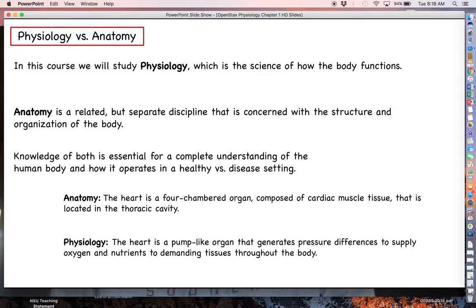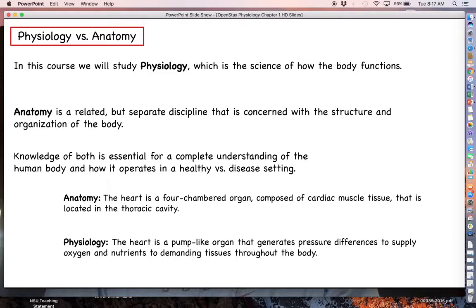In a physiology class, we're much more likely to describe something like the heart in this way. The heart is a pump-like organ that generates pressure differences throughout the body to supply oxygen and nutrients to metabolically active, demanding tissues. This statement isn't necessarily giving you all the information about structure and location. It's telling you what the heart actually does. What is the purpose in helping the human body to perform its day-to-day functions?